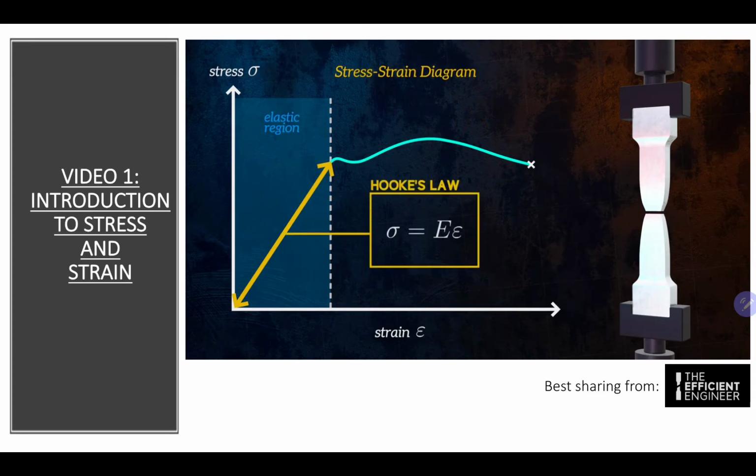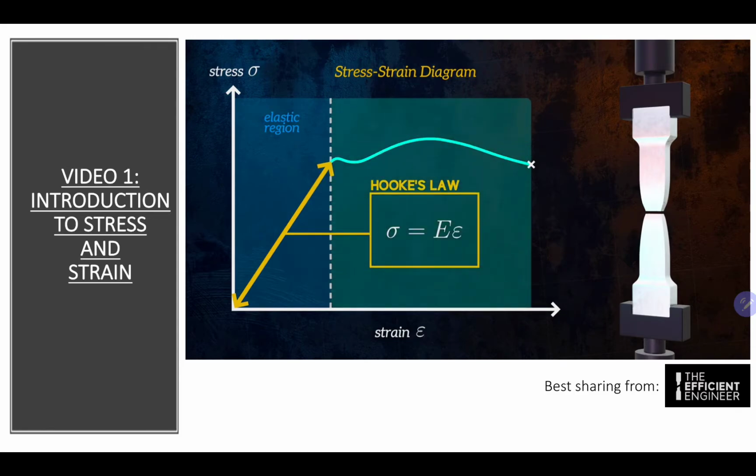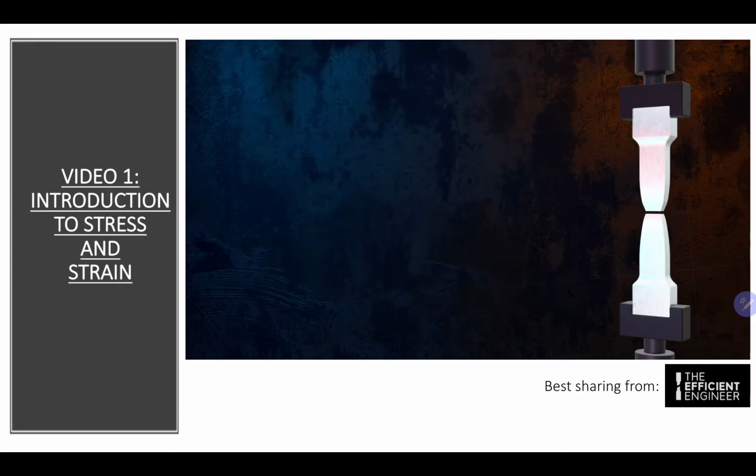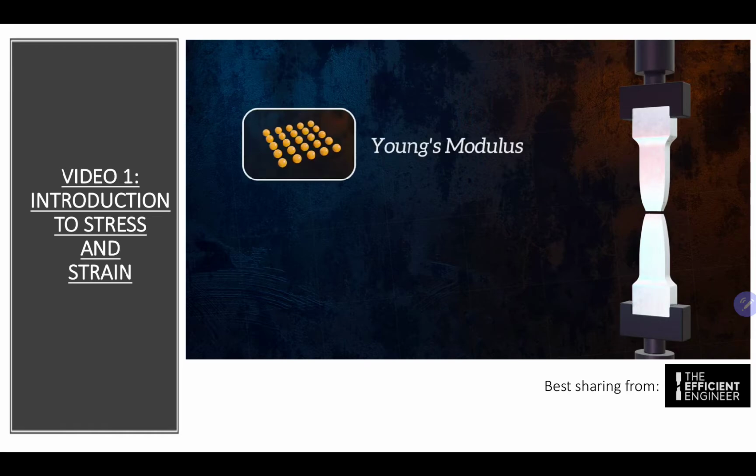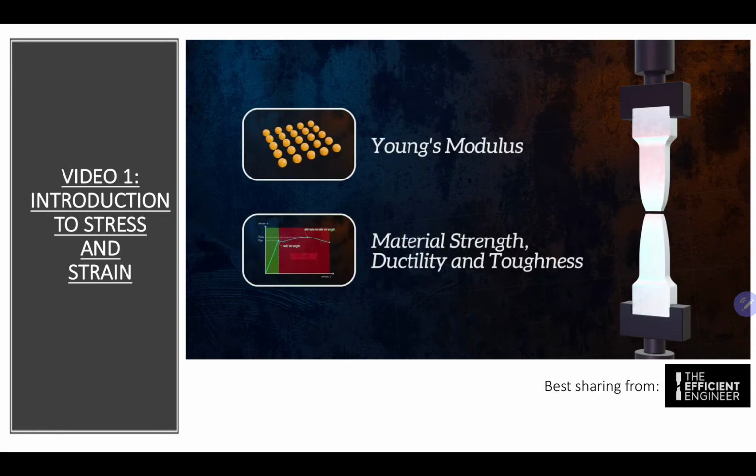The ratio between stress and strain is called Young's modulus, which is an important material property. Hooke's law usually only applies for small strains. For larger strains, the relationship between stress and strain is no longer linear. Deformations are not reversed when the load is removed, and we have permanent plastic deformation. You can learn more about stress-strain curves in my videos about Young's modulus, and about material strength, ductility, and toughness.